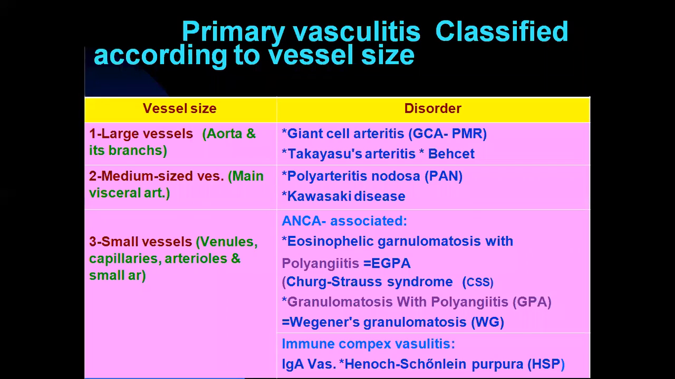Now, as we have seen, the classification was based on the vessel size, that is large, medium, and small size vessels. The large vessels like the aorta and its branches, medium, the main visceral arteries, and the small size, venules, capillaries, arterioles. This was a classification, and we have a list of disorders associated with it. So what are these disorders, and we'll be looking into them one by one.